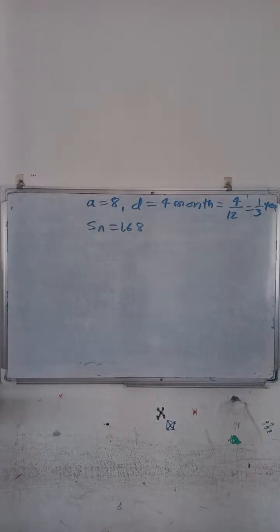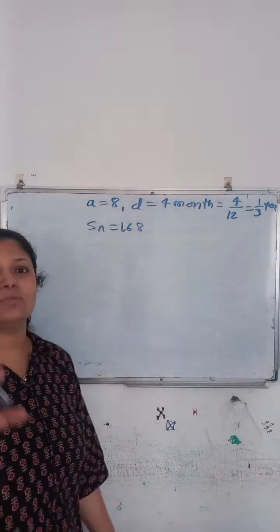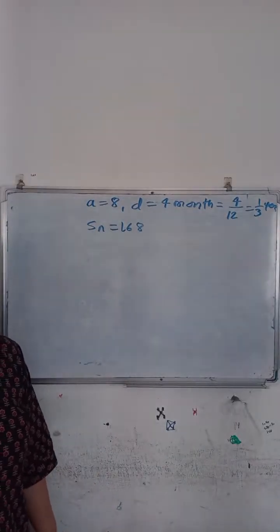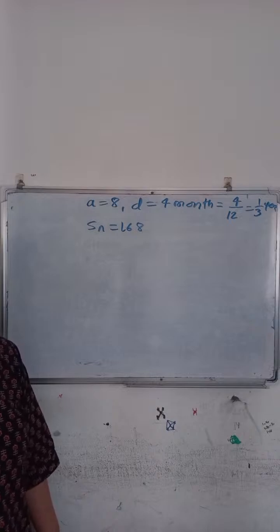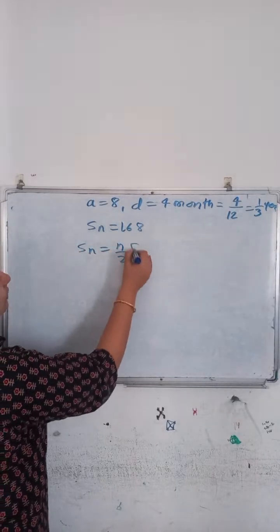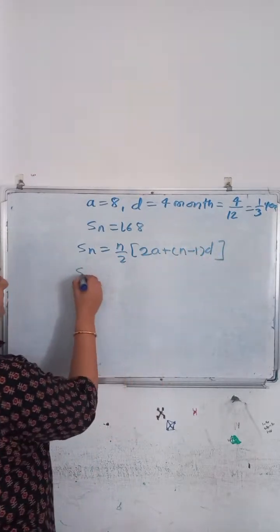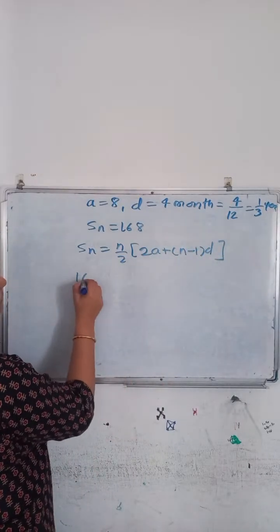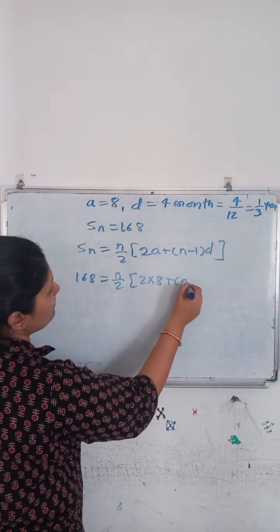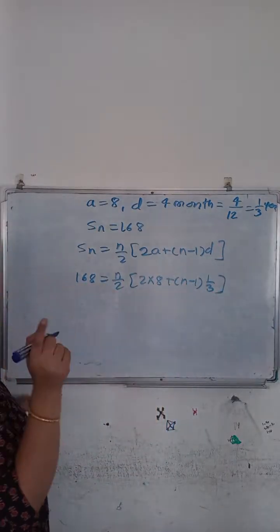168. Okay, so can we find out here how many participants are there? How many participants are there means we have to find out the value of n, that is the number of terms, and the number of terms here is nothing but the number of children. So here Sn is equal to n by 2 [2a + (n - 1)d]. Sn, the sum, is 168, so n by 2 [2 into 8 plus (n - 1)], and the common difference is 1 by 3. Don't write 4, it's 1 by 3.